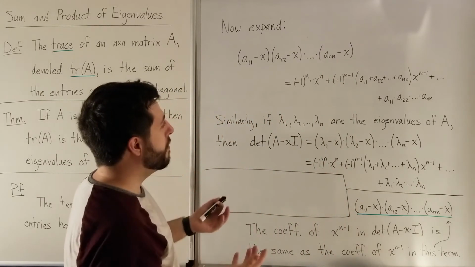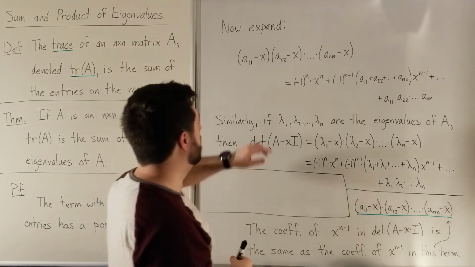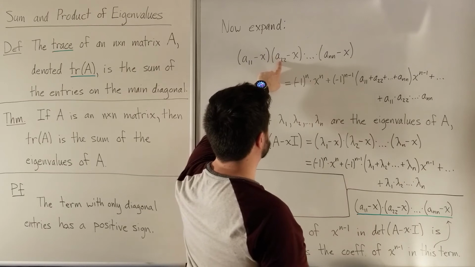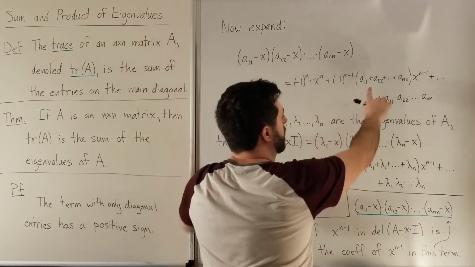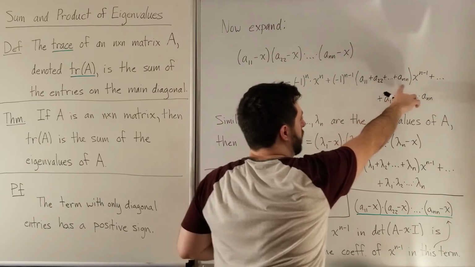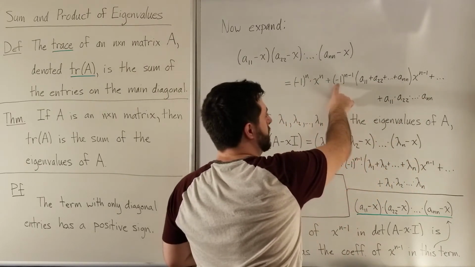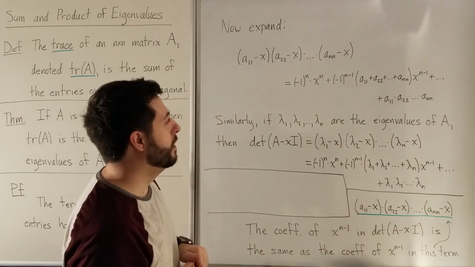Okay? Another way to get an x to the n minus 1, when you expand this out, is to choose the negative x here, and then choose the number here, and then choose the rest to be x's. So that's going to give us a22 times x to the n minus 1, and again, each of those x's has a -1 attached to them, so we have -1 to the n minus 1.